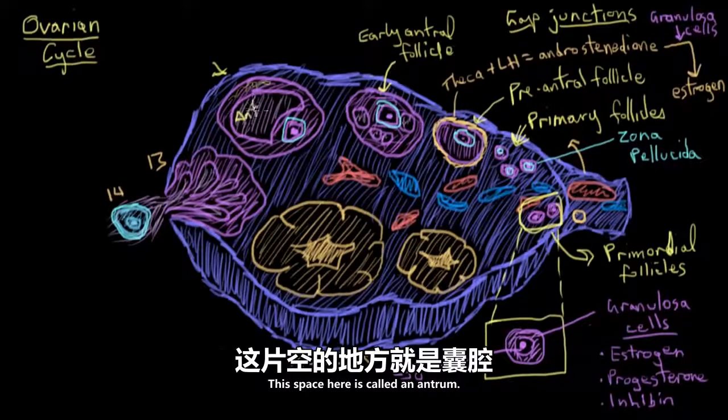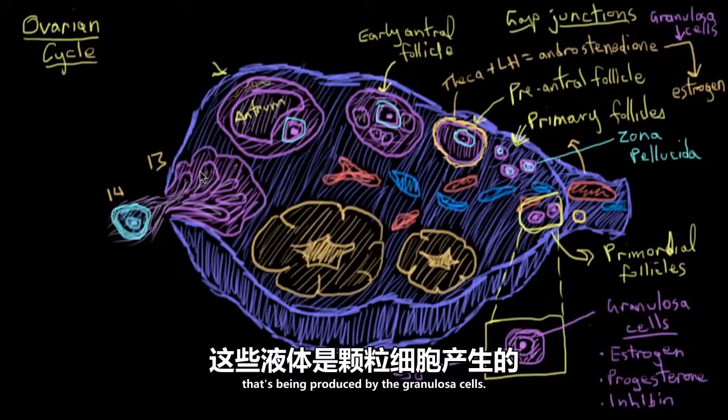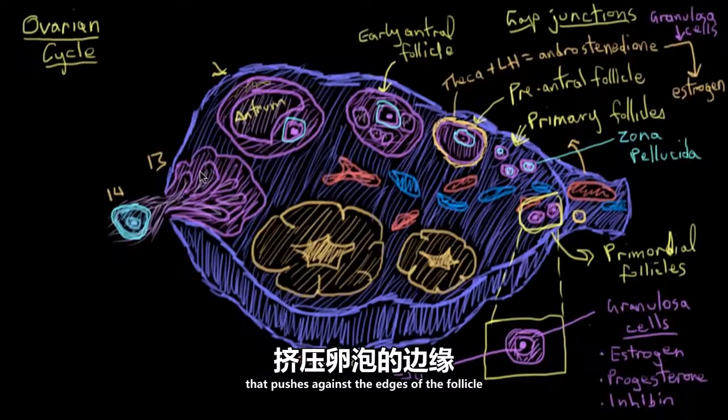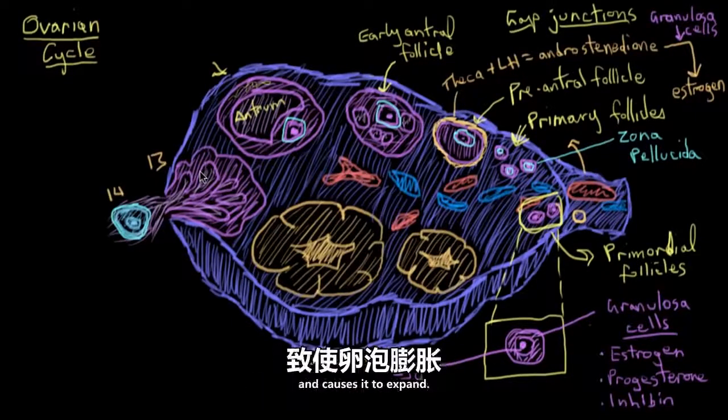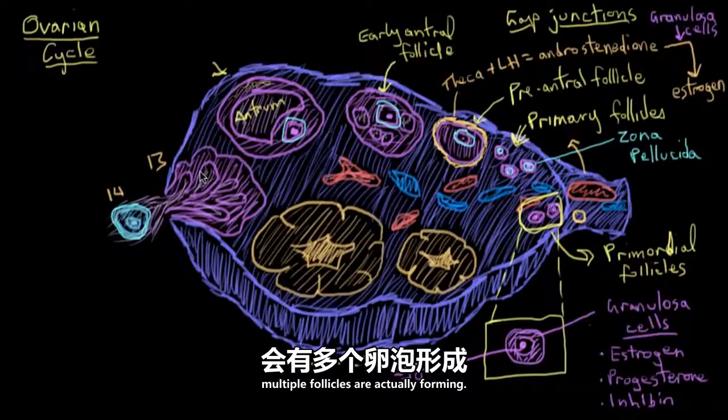This space here is called an antrum. And the antrum is just basically fluid that's being produced by the granulosa cells. And it's that antrum and the fluid in the antrum that pushes against the edges of the follicle and causes it to expand. Now, just so you're aware, during this ovarian cycle, multiple follicles are actually forming.